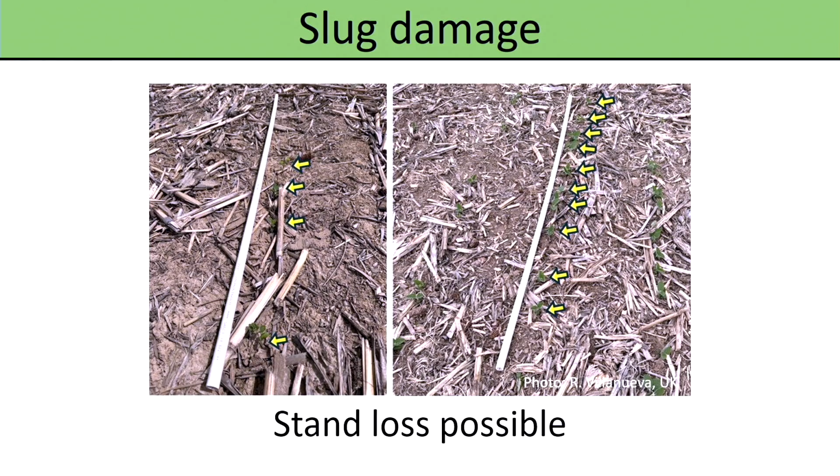Why do we care about slug damage? If they get the cotyledon, if they get the seed early enough, they can kill the plant, whether it is corn or soybeans. So the stand loss that they cause is really the major damage. Typically the damage to the leaves is not as severe and not as problematic. So this is an example from Kentucky where you can see these are all of the seedlings that are left along this, which is less than was planted, obviously.